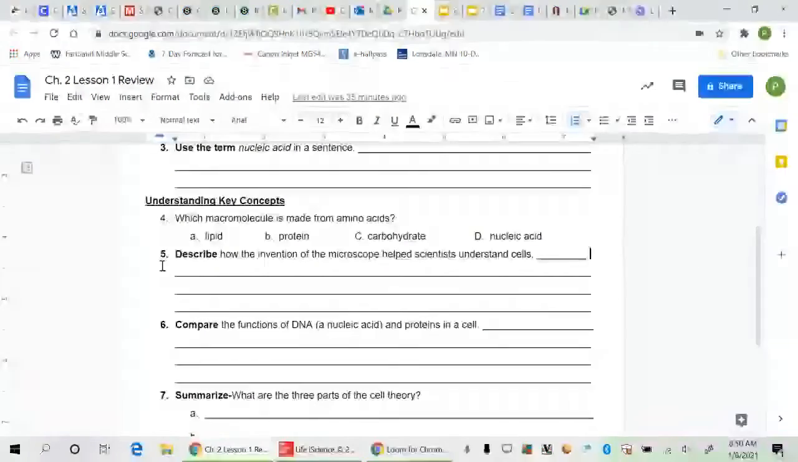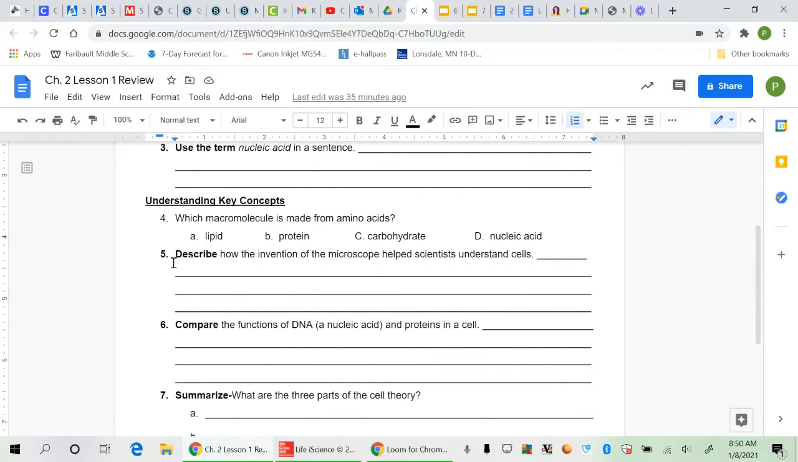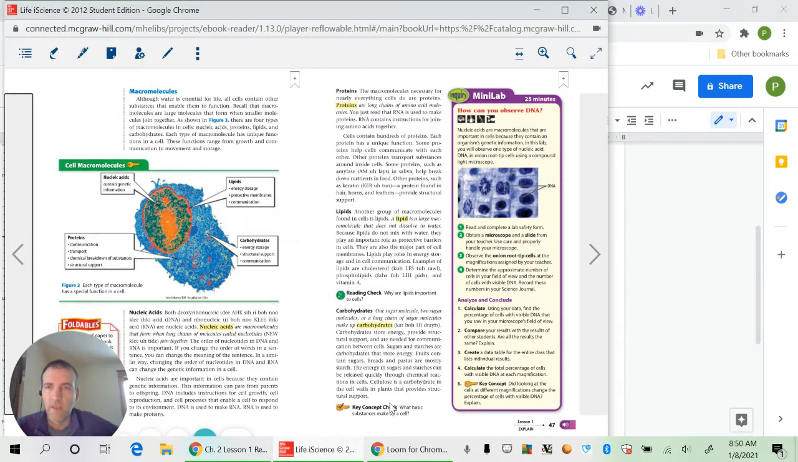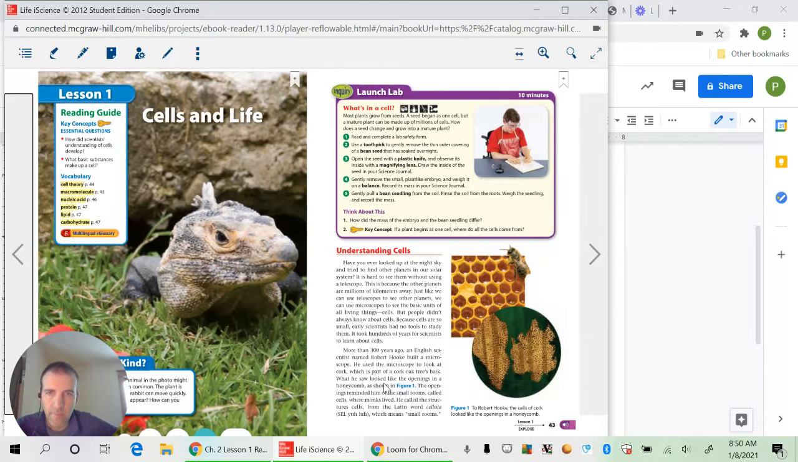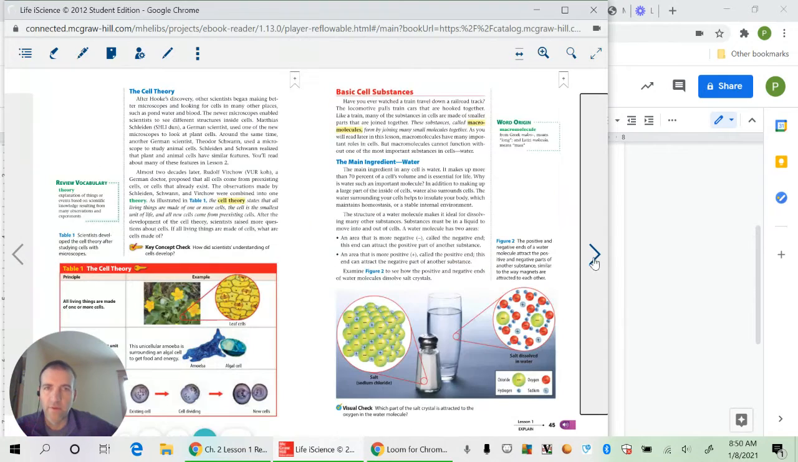Number 5, describe how the invention of the microscope helped scientists understand cells. So how did microscopes help scientists learn about cells? If you look back at, I believe it is either the first page right here, it's talking about microscopes. And if you look at the first part of the next page, page 44, it talks about newer microscopes and what it allowed scientists to do. So look at pages 43 and 44 to help you with that microscope question.